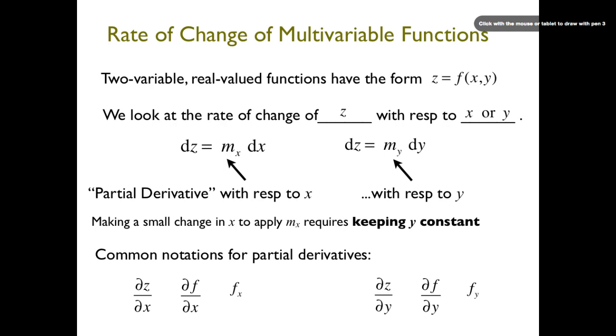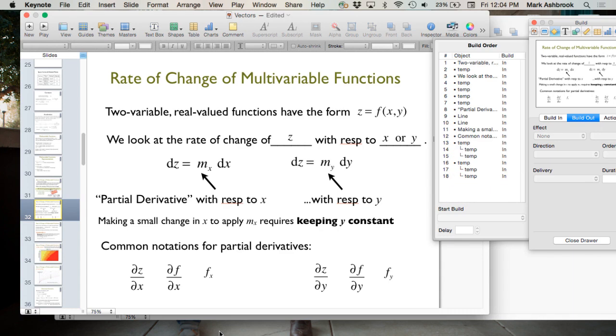Okay, so you'll also see, besides the delta z, delta x, or delta z, delta y, f with a subscript x. If the function is f, you see f with a subscript x, that's indicating the partial derivative with respect to x. F subscript y, same thing.